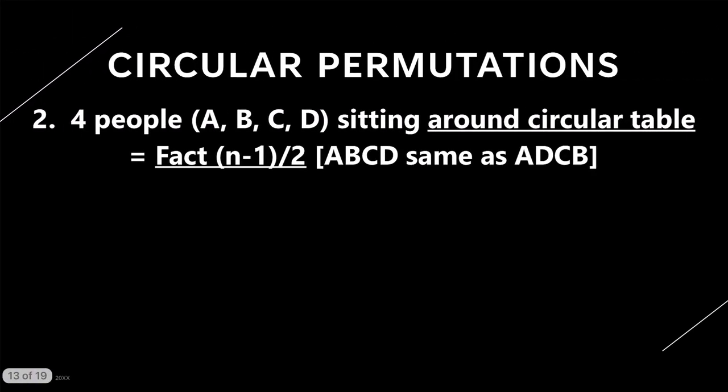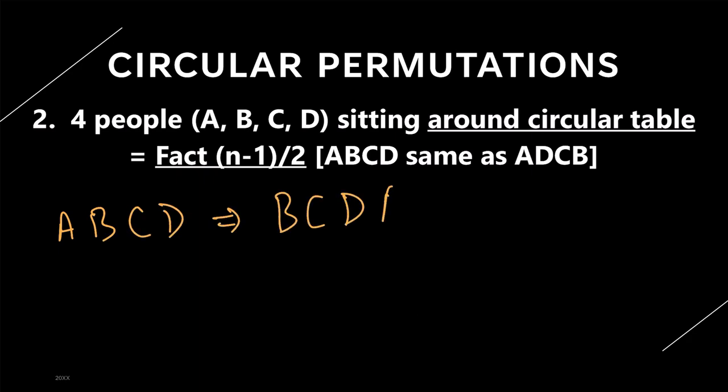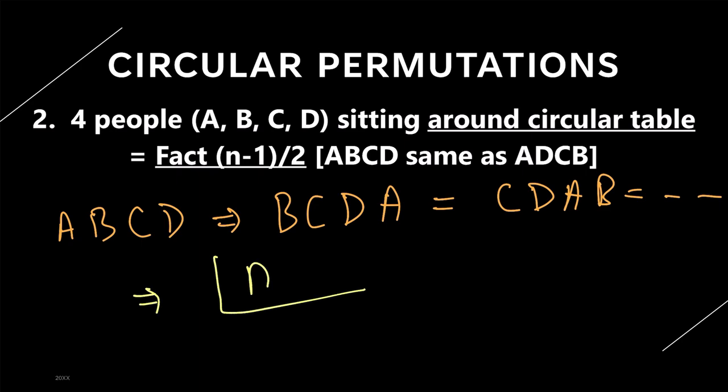Now moving on. If their seats are not marked, A, B, C, D is equal to B, C, D, A is equal to C, D, A, B, and so on. In that case, our formula is factorial n minus 1 divided by 2. I hope this is clear. In the first case, we have factorial n minus 1. Here we have factorial n minus 1 divided by 2.